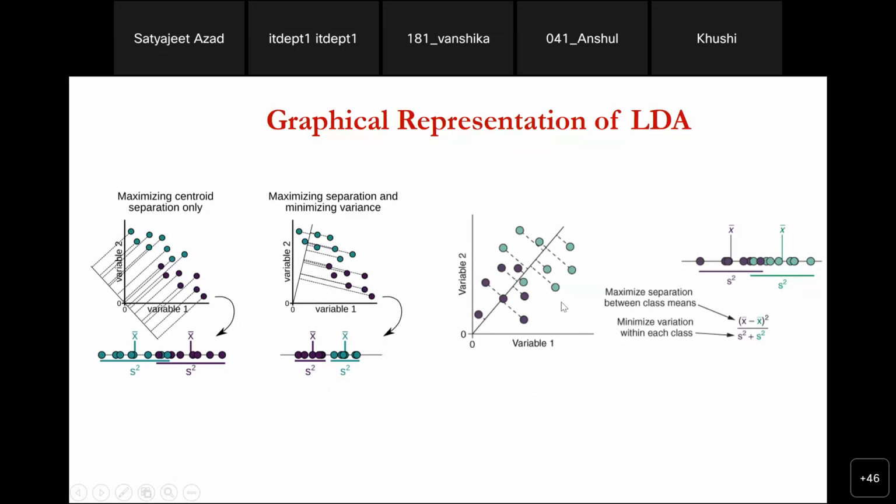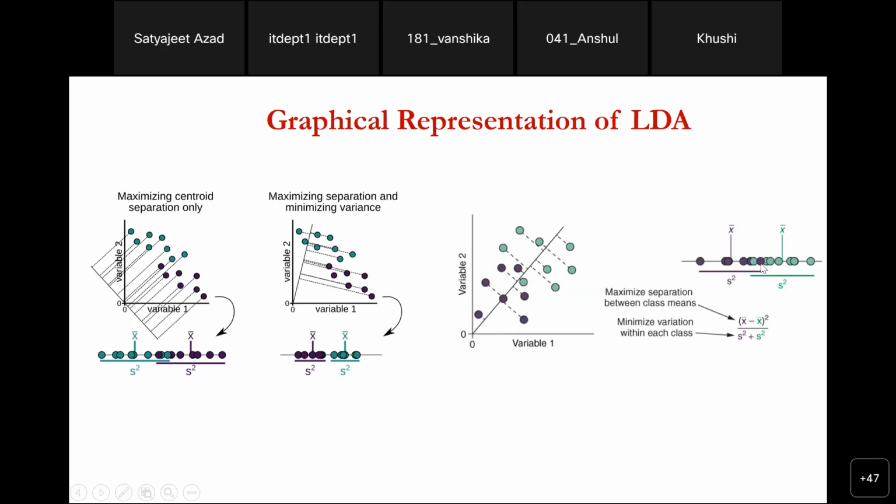If I draw a line like this, there will be more overlapping. If I draw a line like this, there will be more overlapping. If I draw a line like this, there will be less overlapping of these two classes. Just see, there is overlapping, but there is less overlapping here.